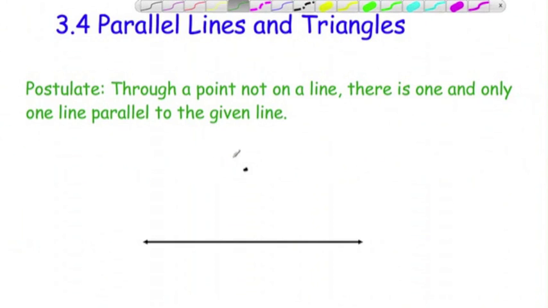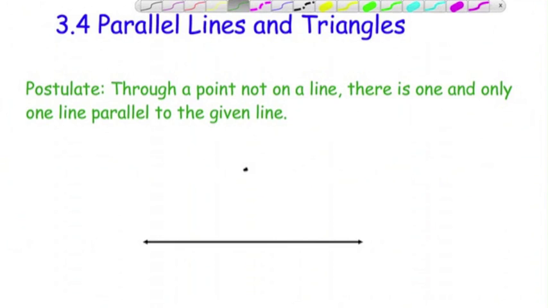Alright, welcome back. Parallel lines and triangles. So we got a postulate. Remember, this is something that you just kind of have to accept as true. We can't really prove it. It's one of the basics of geometry. Through a point, not on a line, there is one and only one line parallel to that given line.